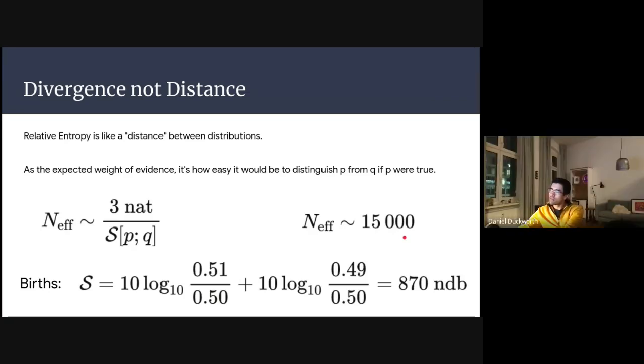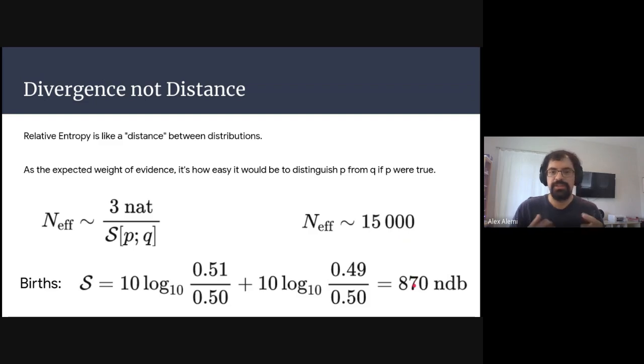And we can interpret this number, 870 times 10 to the minus 9 decibans, as a measure of how many births I would need to observe or be familiar with before I would start to feel that they were different. I could feel as if males were more likely born than females.